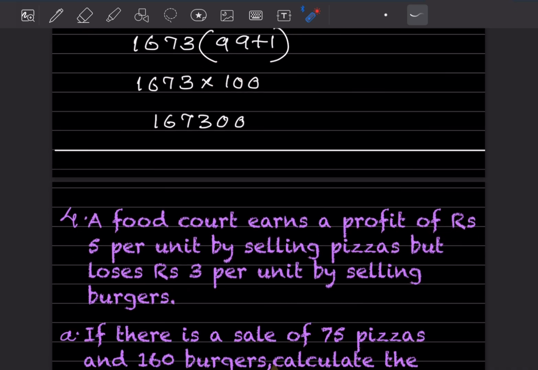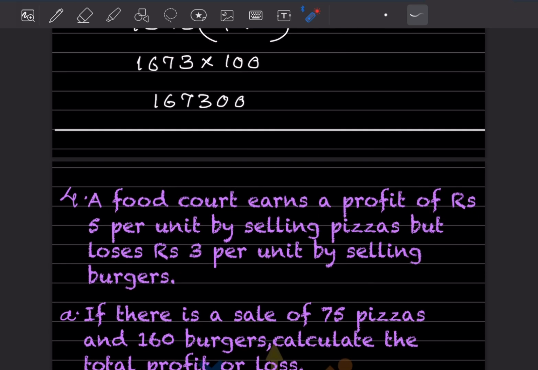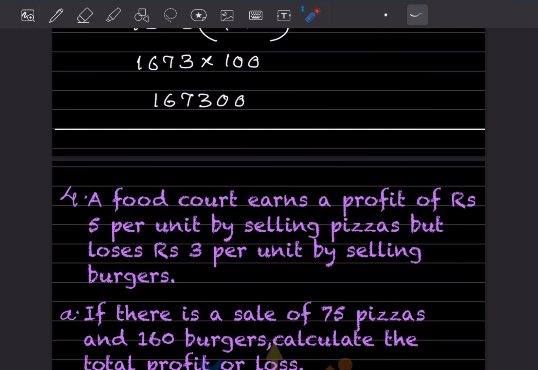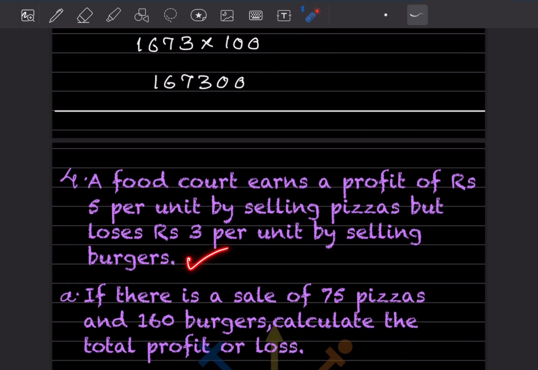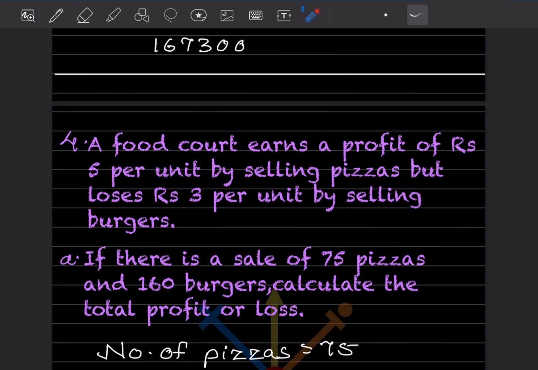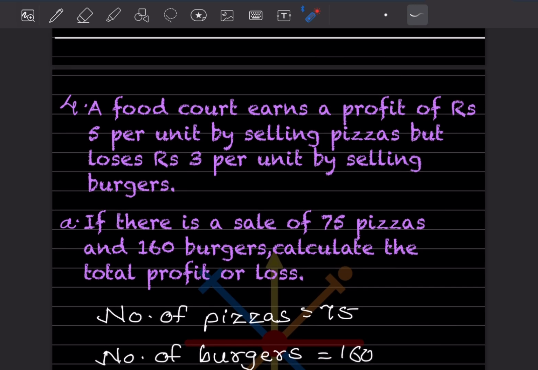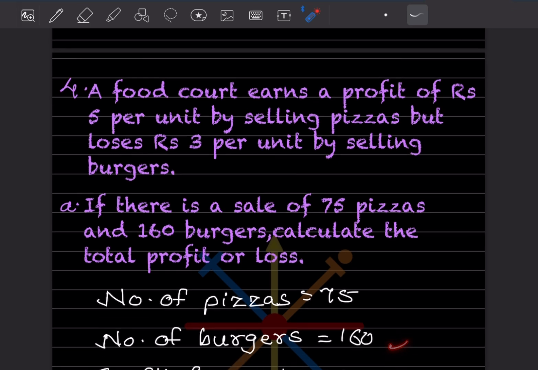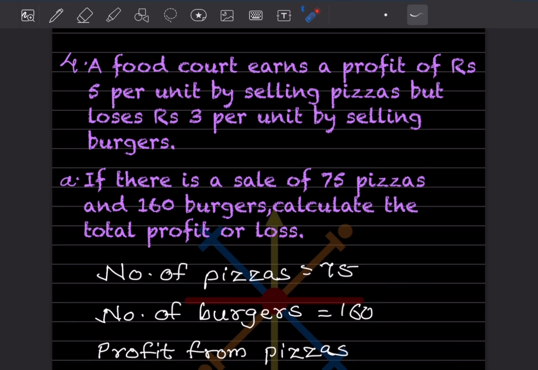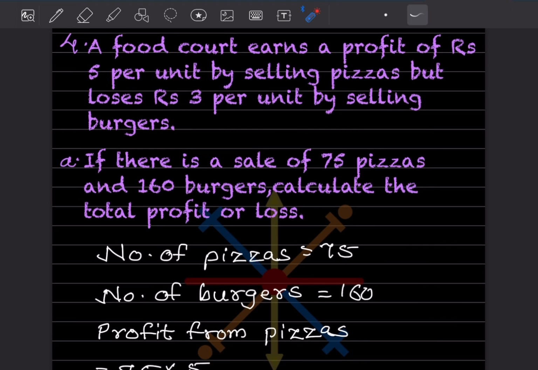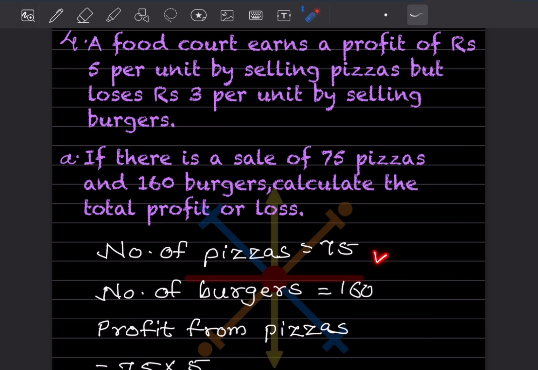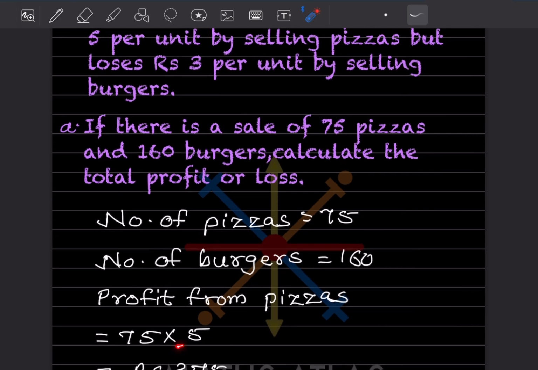A food court earns a profit of ₹5 per unit by selling pizzas but loses ₹3 per unit by selling burgers. If there is a sale of 75 pizzas and 160 burgers, calculate the total profit or loss. So here what is given? Number of pizzas is given as 75 and number of burgers is given as 160. So profit from pizzas is given as ₹5 per unit. Per unit means one pizza, so here we have 75 pizzas. So 75 into 5, that is going to be ₹375.